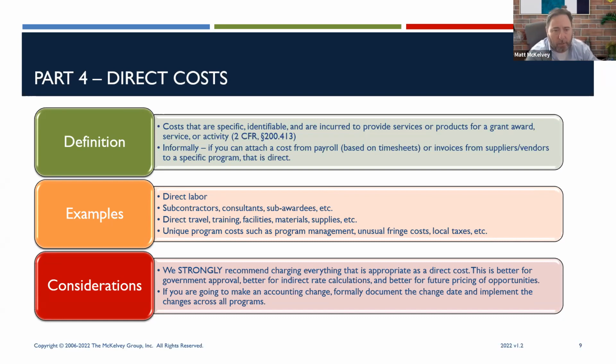Direct labor is the labor, and labor could be, in this definition, W-2 labor or payroll labor. It's your employees that are charging time to a program. Now, I know in the commercial world, not everyone uses timesheets. I'm going to talk about that a little bit later. In the commercial world, you might allocate based upon a person's role or a percentage of their salary to a certain job.